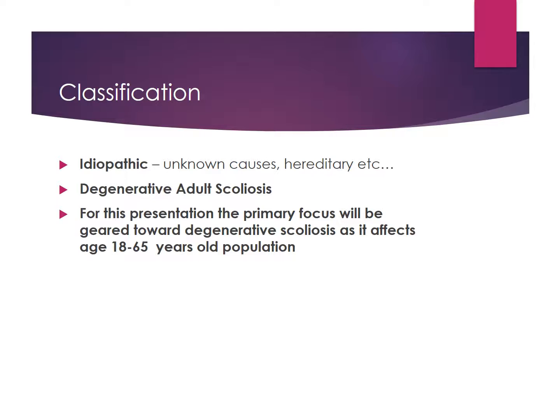Scoliosis can be classified. There are two major areas that are classified for the adult population: idiopathic, which is of unknown causes or could be hereditary, and degenerative adult scoliosis. For this presentation, the primary focus will be geared towards degenerative scoliosis as it affects the 18 to 65 years old population.